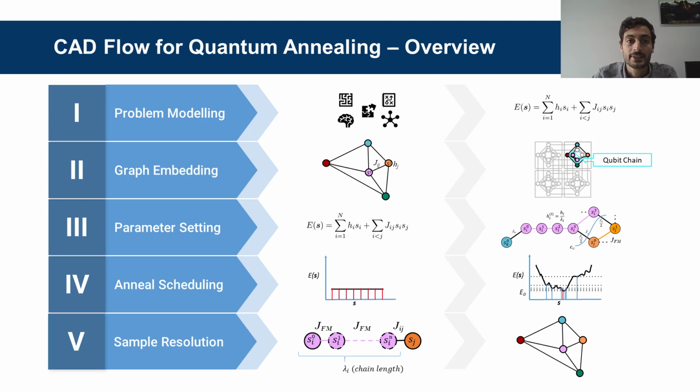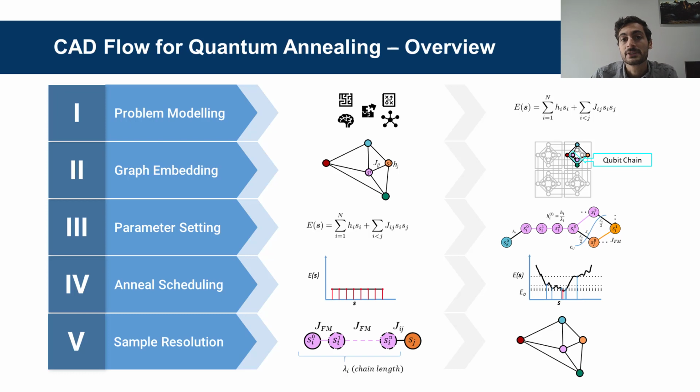Then the third part is parameter setting, where you have to convert those Ising model fields in the nodes and interactions between nodes into biases and couplers between qubits in the device. And of course, you have to stay within the range physically available in the device. The fourth you have to do is anneal scheduling, where you specify the time and curve of the anneal such that the conditions evolve from a superposition to the energy landscape of the Ising model.